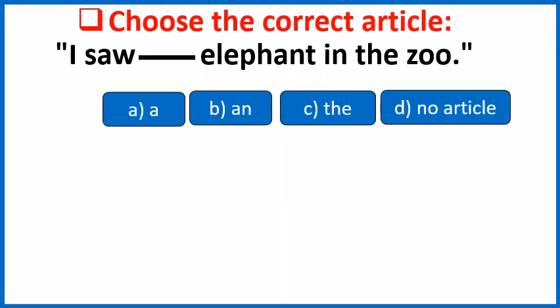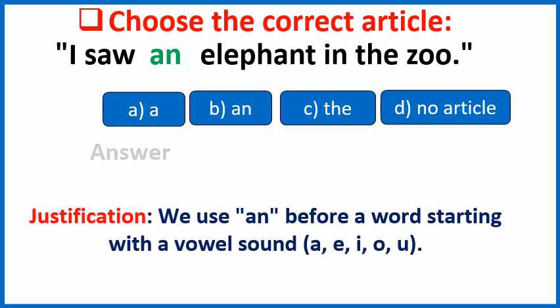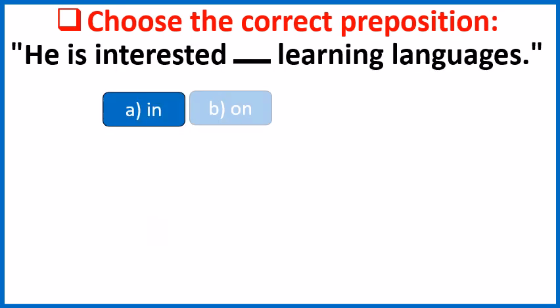Choose the correct article. The answer is, I saw an elephant in the zoo. We use an before a word starting with a vowel sound. A, E, I, O, U.